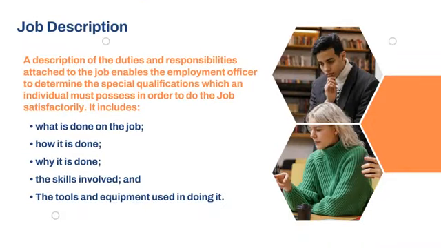The job description: a description of the duties and responsibilities attached to the job enables the employment officer to determine the special qualifications which an individual must possess in order to do the job satisfactorily. It includes what is done on the job, how it is done, why it is done, the skills involved, and the tools and equipment used in doing it.